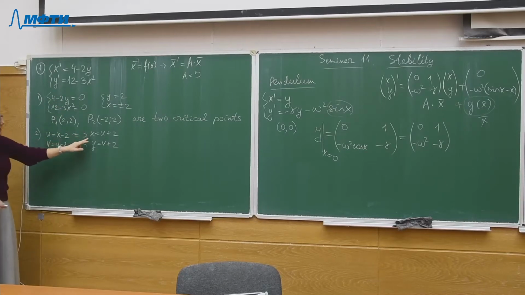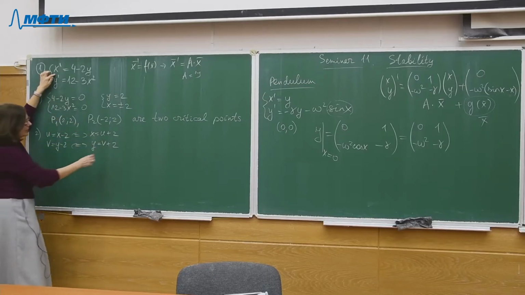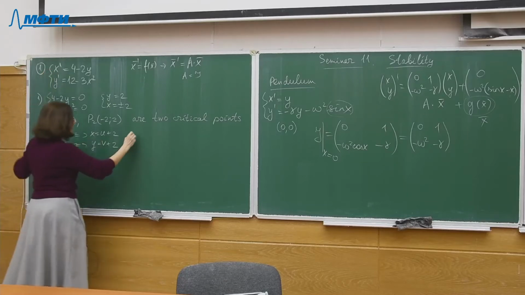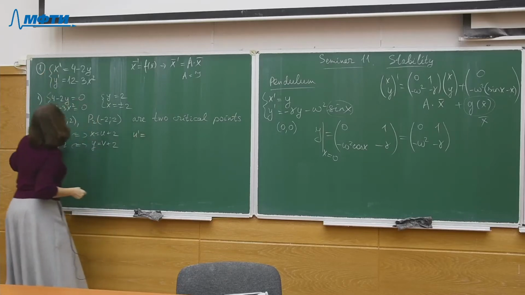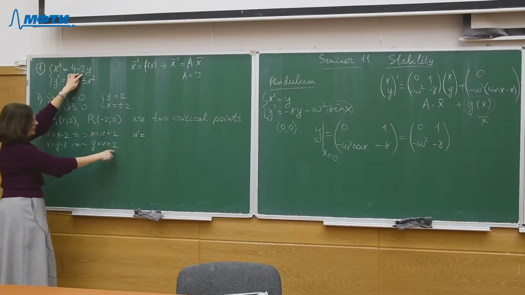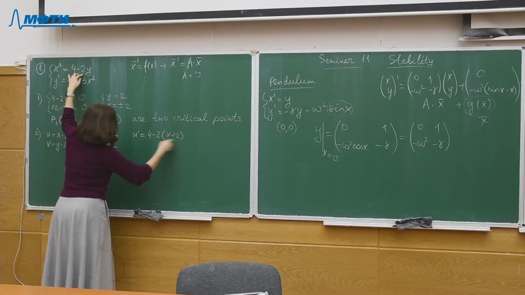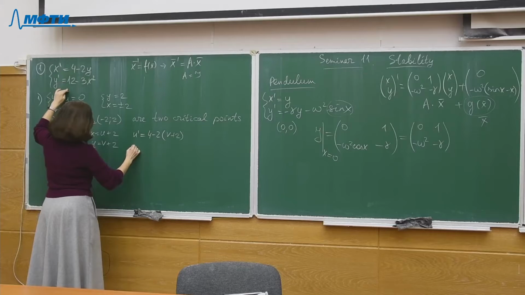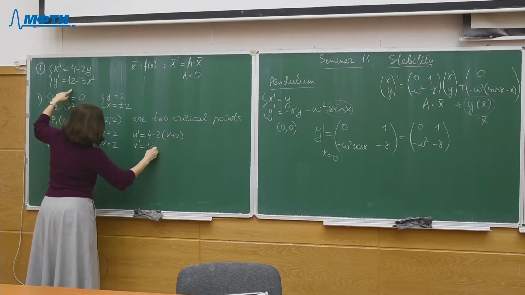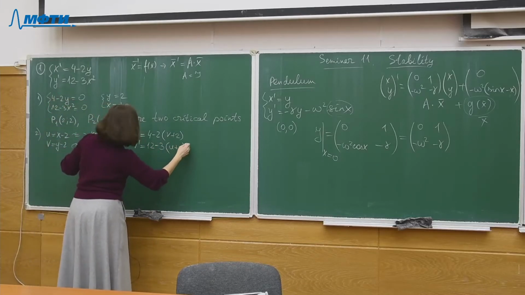So if we substitute u plus 2 for x, the derivative of x is the same as the derivative of u, right? So we should write u prime equals 4 minus 2y, but y is v plus 2, so 4 minus 2 times v plus 2, and y prime is the same as v prime, which is 12 minus 3 times u plus 2 squared.